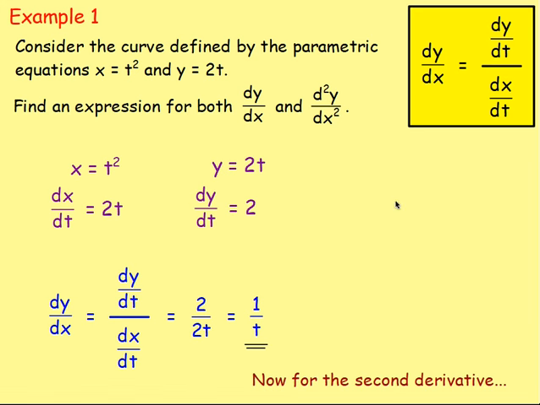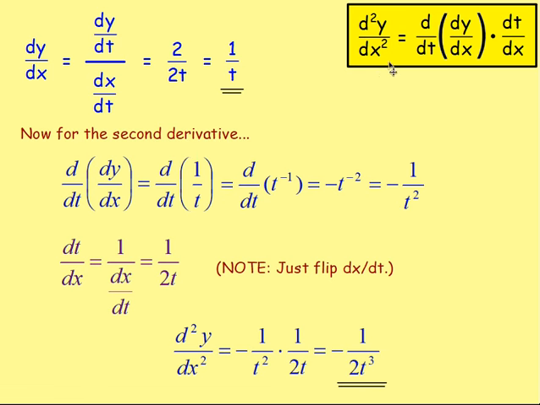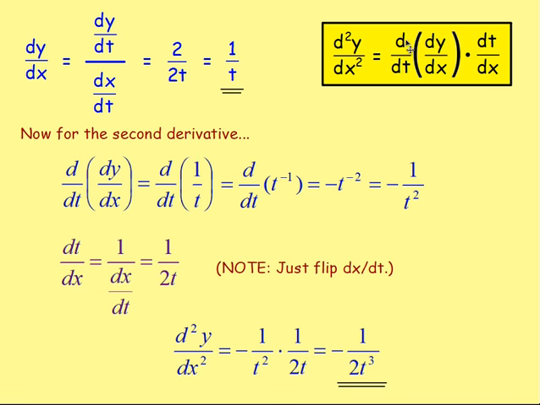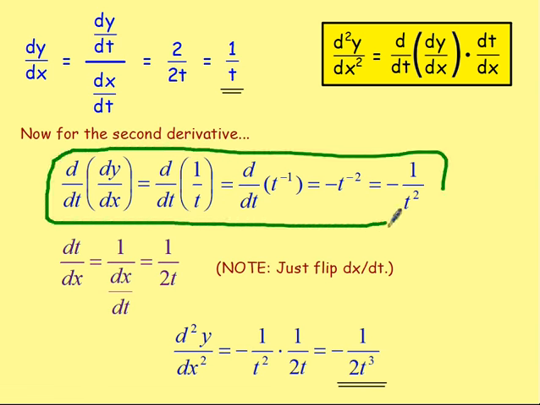To get the second derivative though, what you do is differentiate dy by dx with respect to t. So let's do that first of all. So differentiating, that's this part here. So we're differentiating dy by dx with respect to t. Dy by dx was 1 over t, so we're differentiating 1 over t. Write that as t to the power of negative 1, and if you differentiate it, bring the power down, take 1 off the power, you get negative t to the negative 2, and write it with a positive index, negative 1 over t squared. So we've differentiated dy by dx with respect to t.